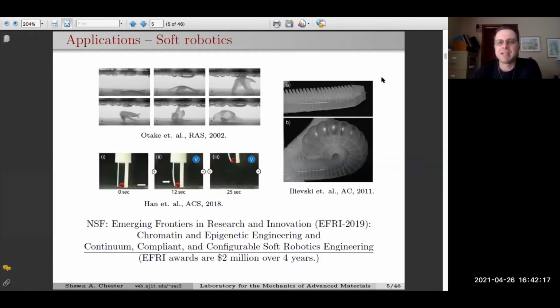And the image to the right there is something more like just a flexible gripper. It's pneumatically driven, but this is towards where people would like to go.